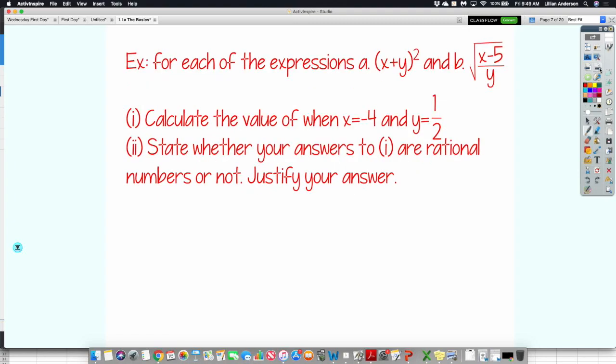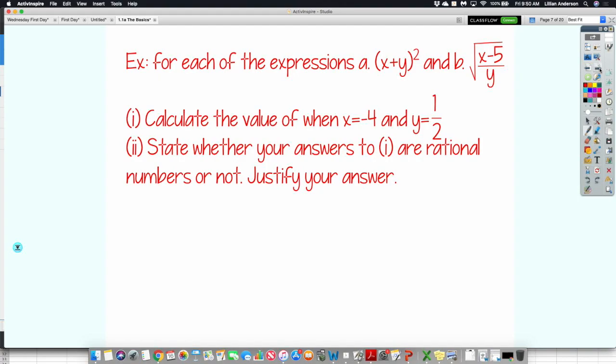Now, on your desk, you may need a calculator for this one. I'll let you use it. I want you to calculate the value of these two: A, which is x plus y, that quantity squared, and B, the square root of x minus 5 over y, when x is -4 and y is 1/2. Then I want you to state whether or not they are rational numbers and justify your answer.